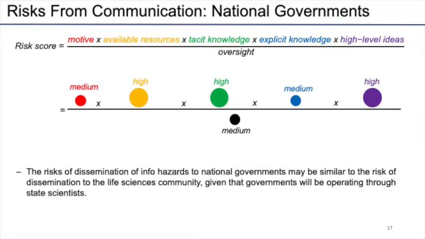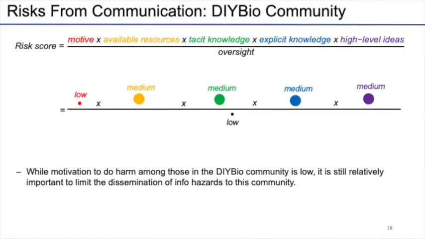Yeah, so here I have a fairly similar coding to the life sciences community, given that governments will generally be operating through state scientists, and so mostly these are very similar. For the DIY bio community, again, I have motive as one of the limiting factors, but they're also lacking a little bit in explicit knowledge and high-level ideas. So again, it's still important to limit dissemination of info hazards to the DIY bio community.